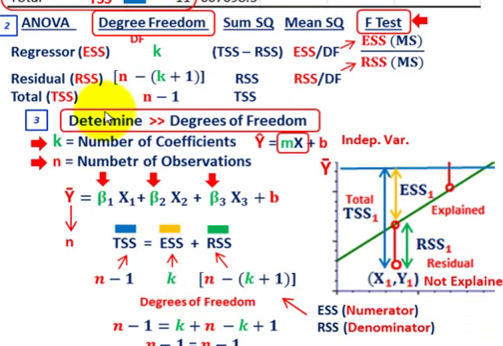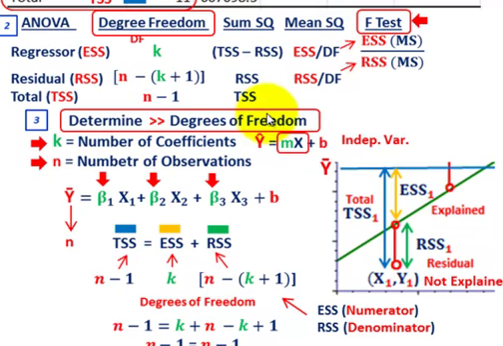Now let's just look at calculating these degrees of freedom, or determining our degrees of freedom, because this is critical when you're doing this F-test. You have to know what those degrees of freedom are for both the numerator up here, for ESS, and your denominator for your RSS here.